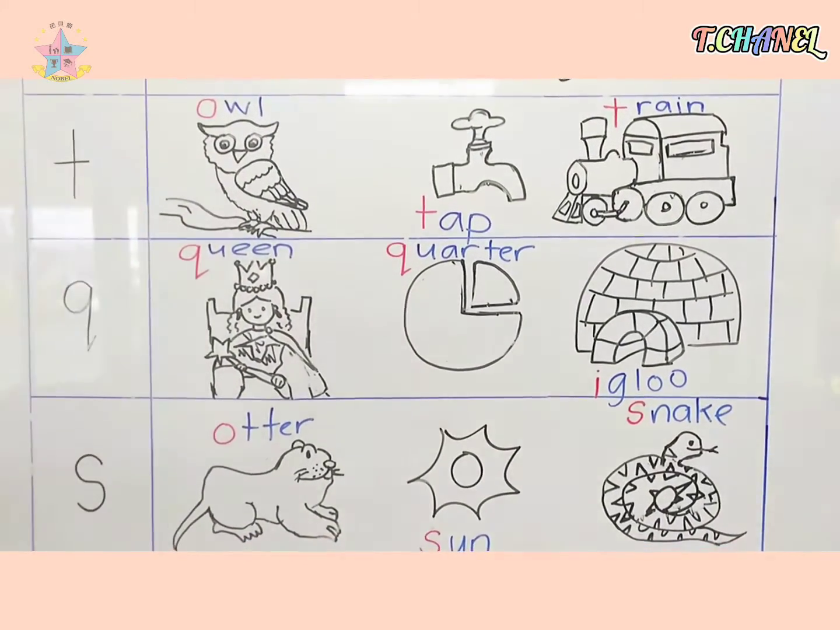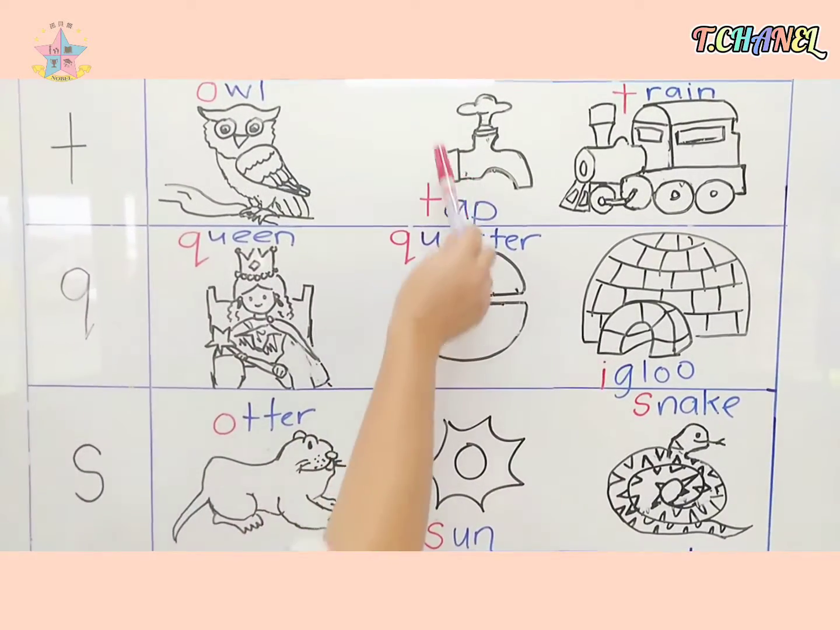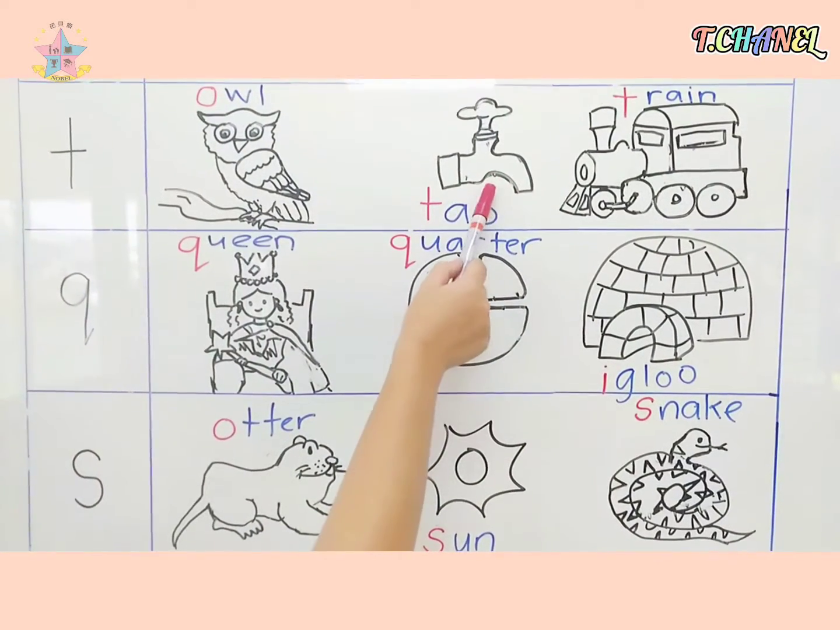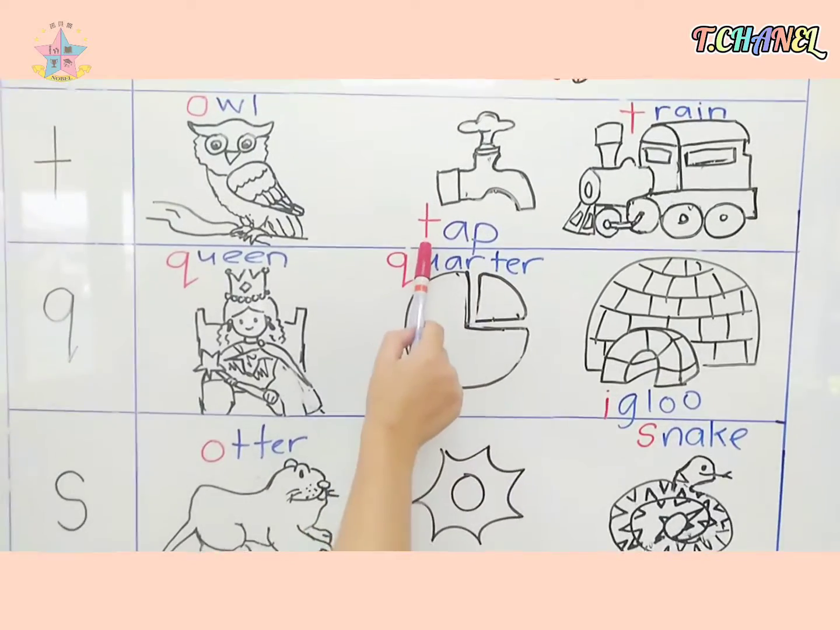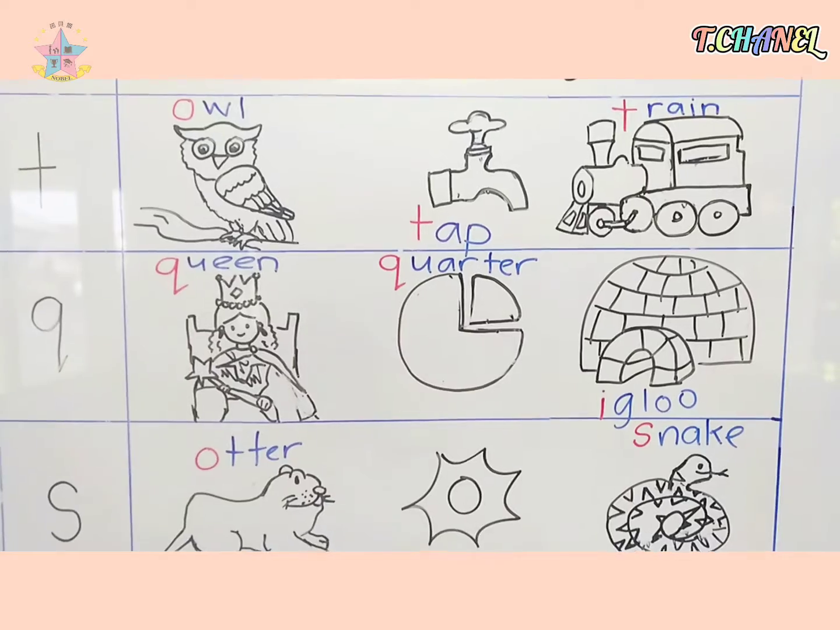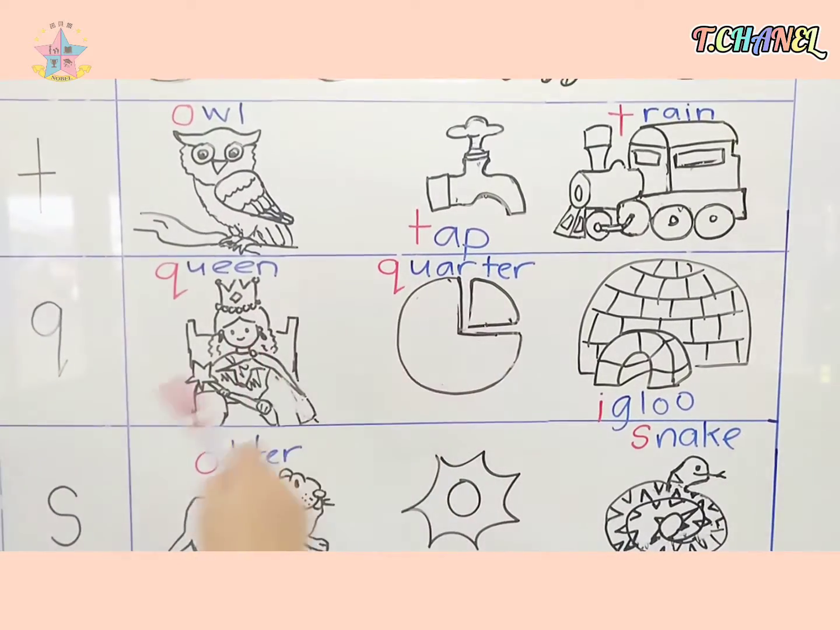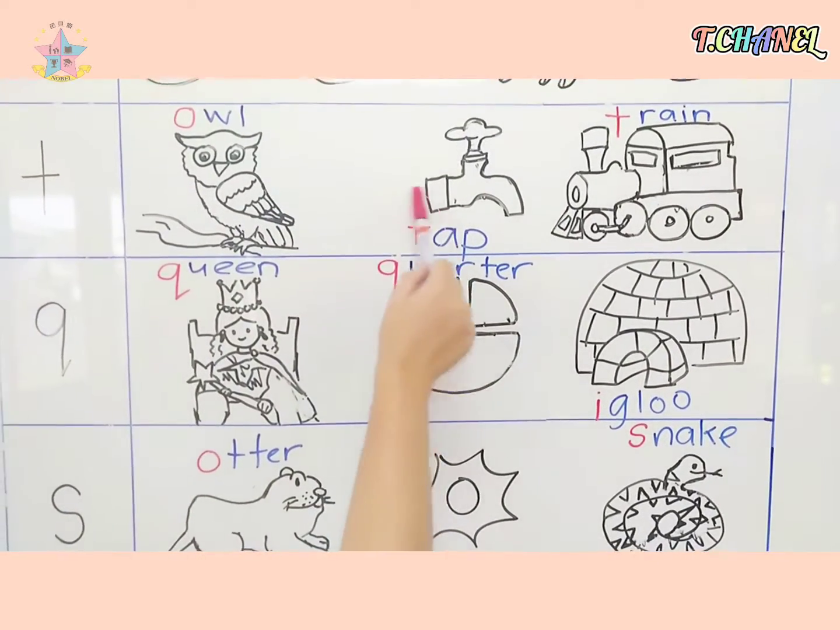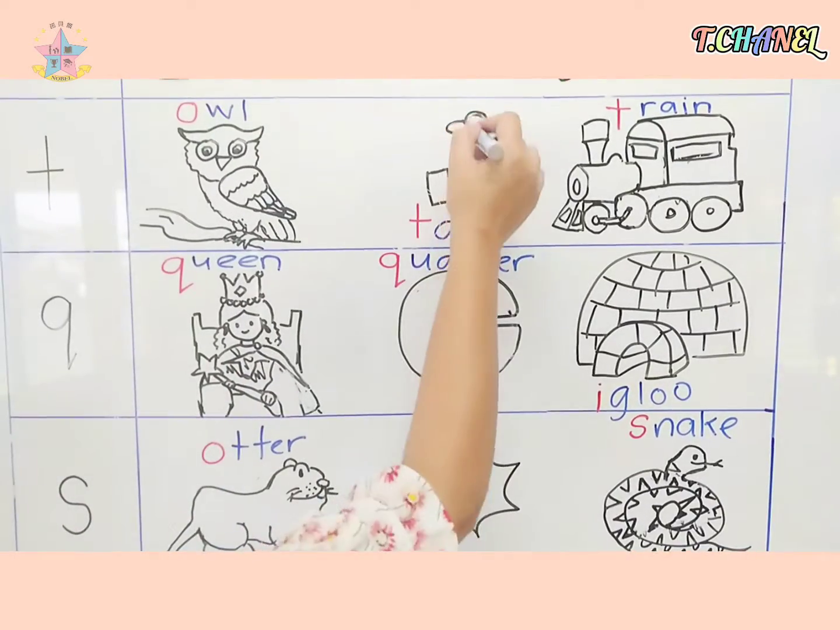No, so don't color. Okay, children, what picture is this? This is the picture of tap. T, T, tap. T, T, tap. Okay, is tap start with letter T? Yes. Color the picture.